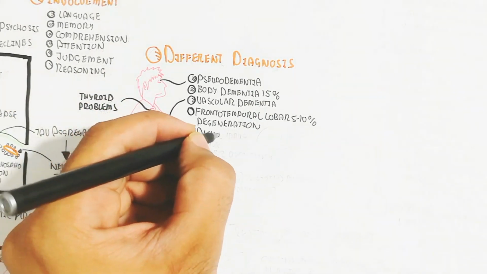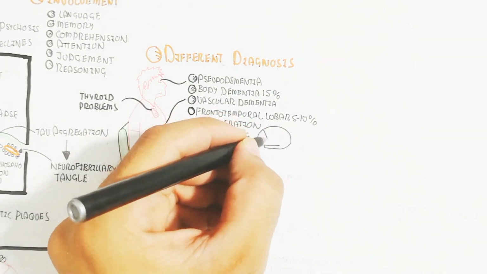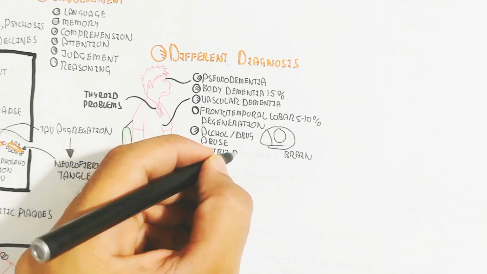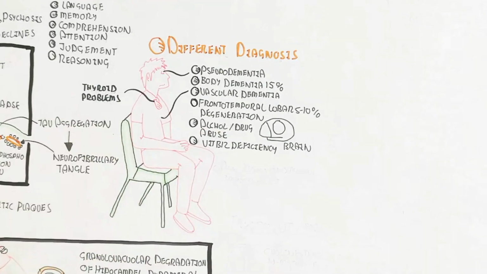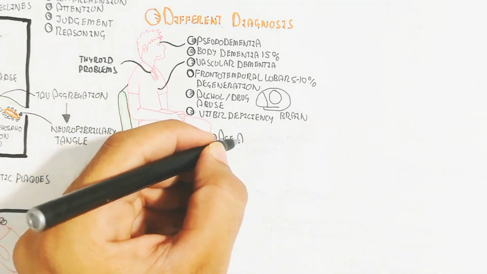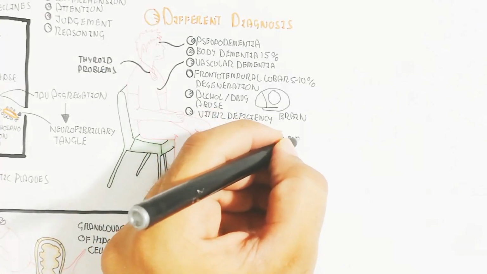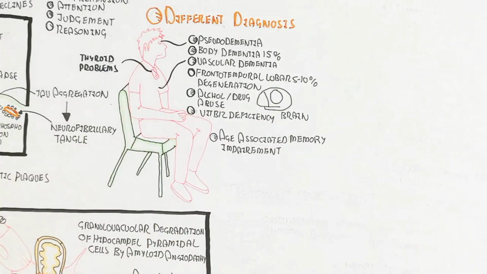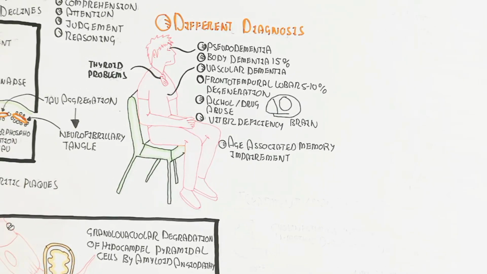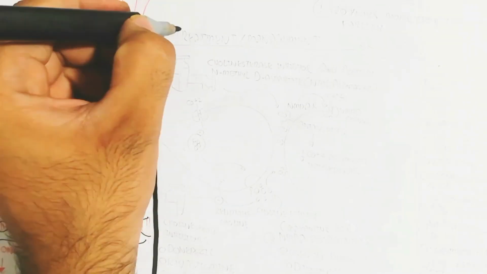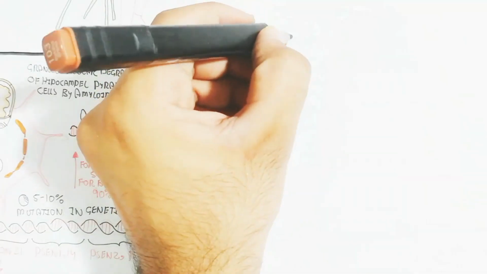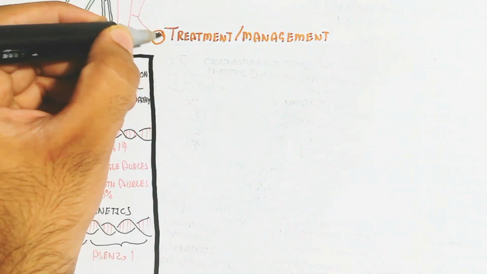On the other hand, alcohol and drug abuse, and the vitamin B12 deficiency. And on the other hand, the age associated memory impairment, which later on progressively increases. Anyhow, let's understand about the treatment and management, how to treat.